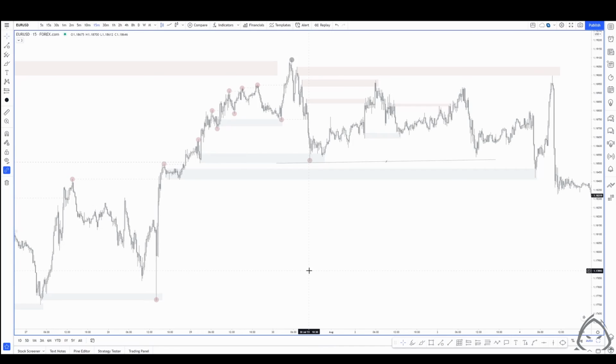Use it as a probability increaser for your next trade, because if you get a kind of break of structure, a kind of mitigation, and a kind of sweep of liquidity, but you're not sure whether you'd enter it, don't enter it.